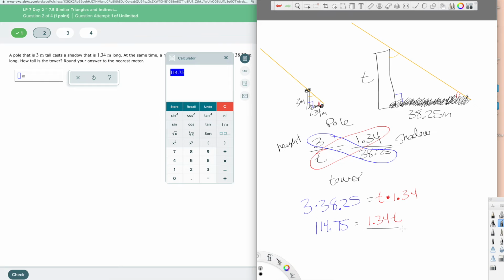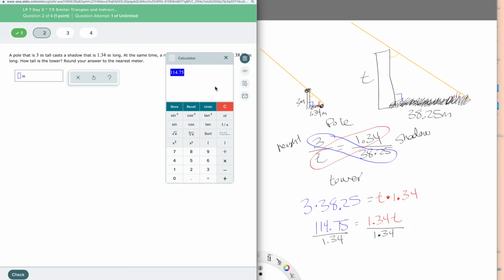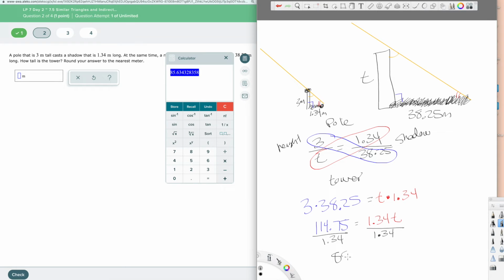So I need to divide both sides by 1.34. Divided by 1.34, and we get 85.63, and that would be meters, equals t, because anything divided by itself cancels out. So 1.34 divided by 1.34, even though they're decimals and a little bit more complicated looking, it's still a number divided by itself, so it cancels out.